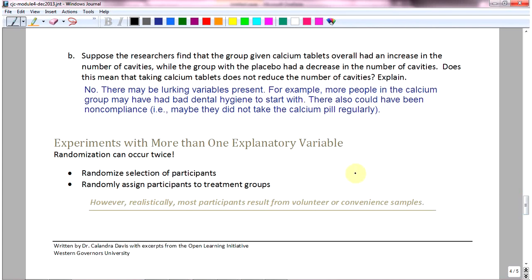Well, so far we've been looking at experiments that have one explanatory variable, but it's possible that you can have more than one. And if this is the case, then we would want the randomization to occur twice. First, we'd want to randomize the selection of participants, ideally. And then secondly, we'd randomly assign these participants to the multiple treatment groups that we have. Okay, so although this would be the ideal, realistically, most participants come from a volunteer sample or a convenience sample.